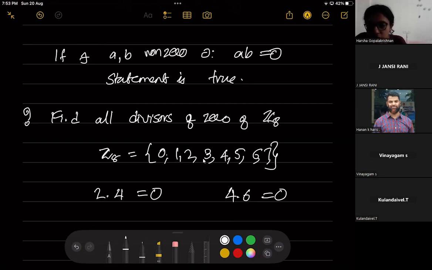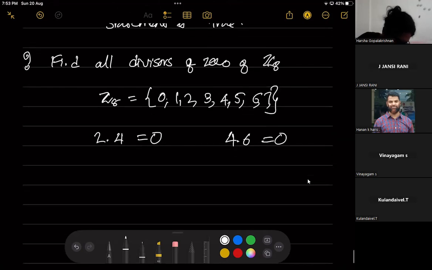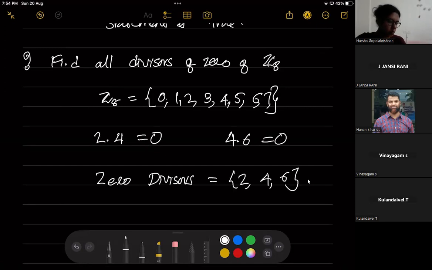Whatever the pair, you can try everything. So here we will get only these 3 elements as the 0 divisors: 2, 4, and 6. Is that fine for everyone? Is there any doubt in this?